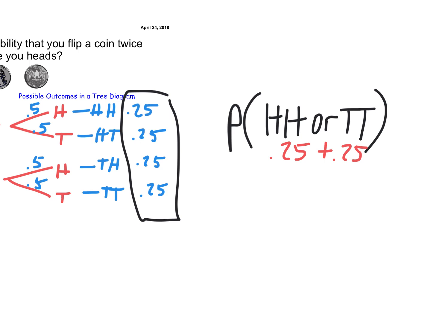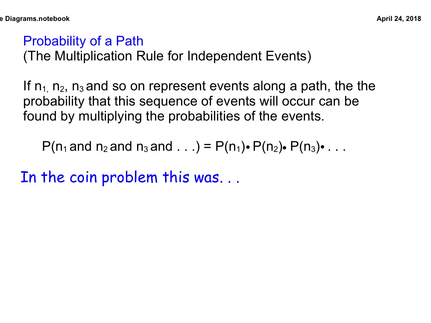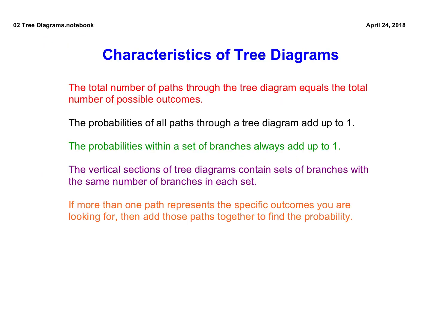All right, moving on to this one. Probability of a path. N1, N2, and N3 represent events along a path. So all this is saying is that you're going to multiply your paths together. Characteristics of tree diagrams. The total number of paths through a tree is the total number of possible outcomes.